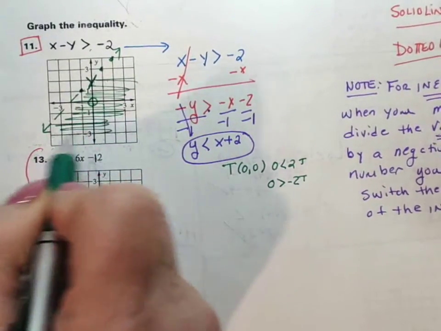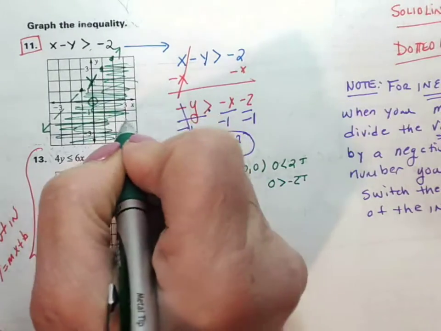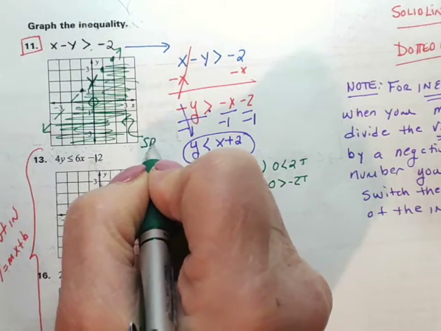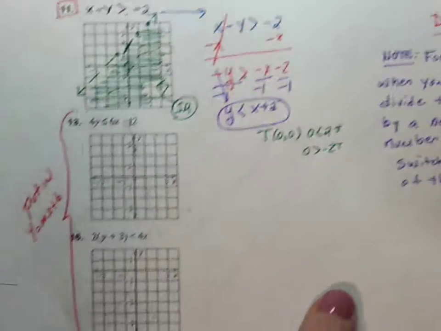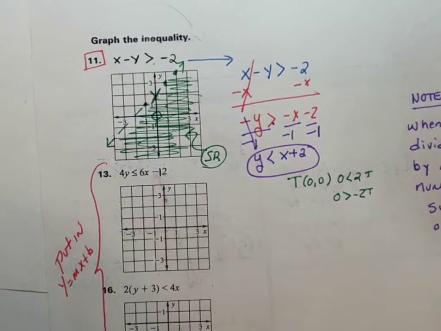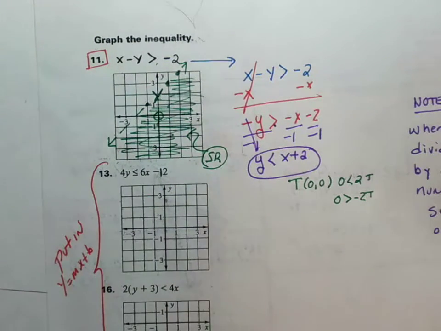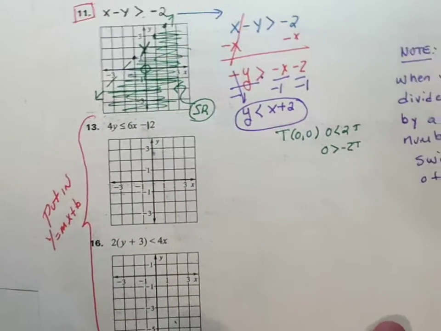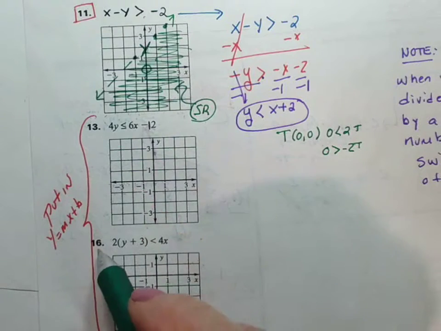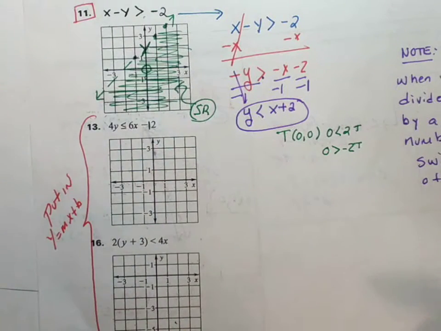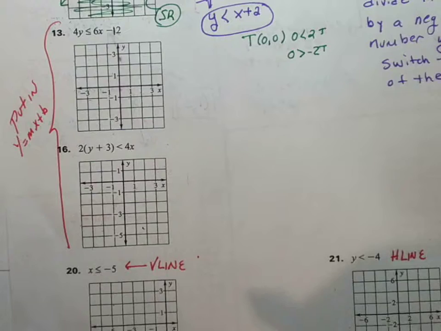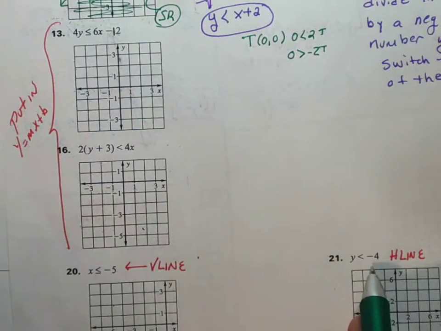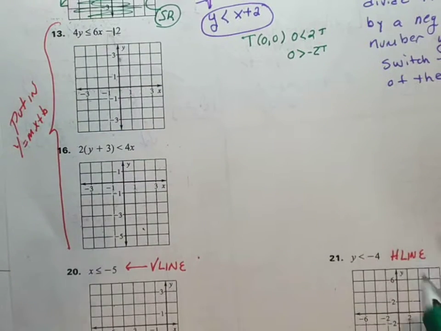So I shade this side. That, use an arrow to mark, is the solution region. So for questions 13 and 14, make sure that you've got that answer. For questions 13 and 16, the tip is put them into y equals mx plus b. You should notice that this is going to be a vertical line. And 21, you should notice that that's going to be a horizontal line.